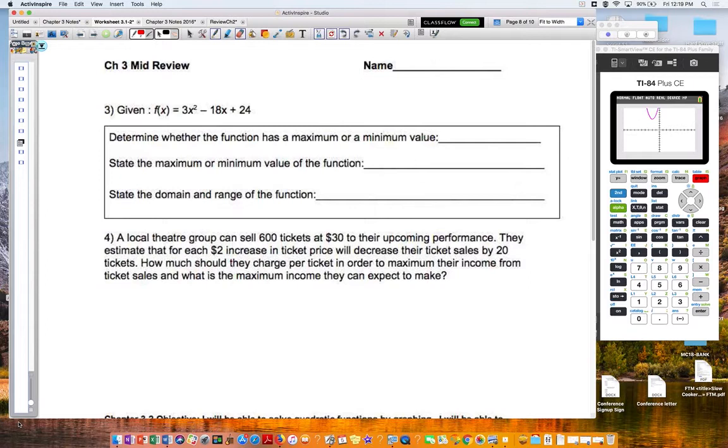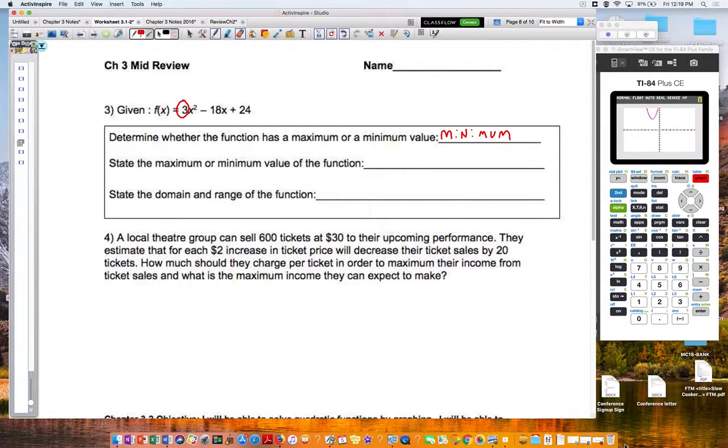Same problem. So I look at this one. I have 3x squared plus 18x plus 24. So again, since a is positive, so here a is 3, since it's positive, I know that it's a minimum value. So now state the minimum.